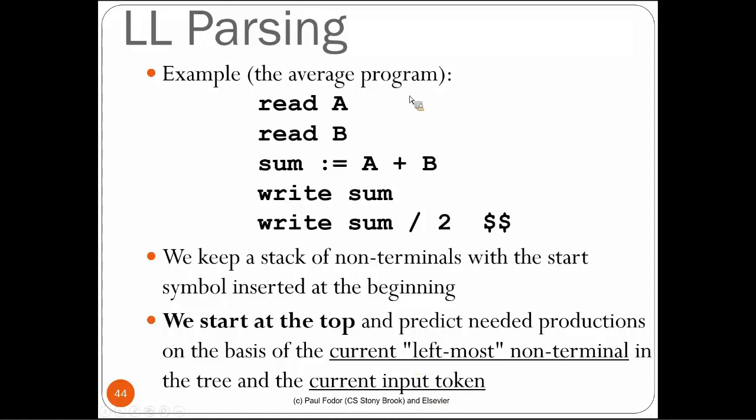So let's take an example. We have this program, which is a very easy program. It basically reads the variable A, reads the variable B, computes the sum of A and B, writes the sum, and writes the average of the two numbers. And we have the symbol for the end of string. So the question is, how can we use that previous grammar to obtain basically the parse tree for this program?